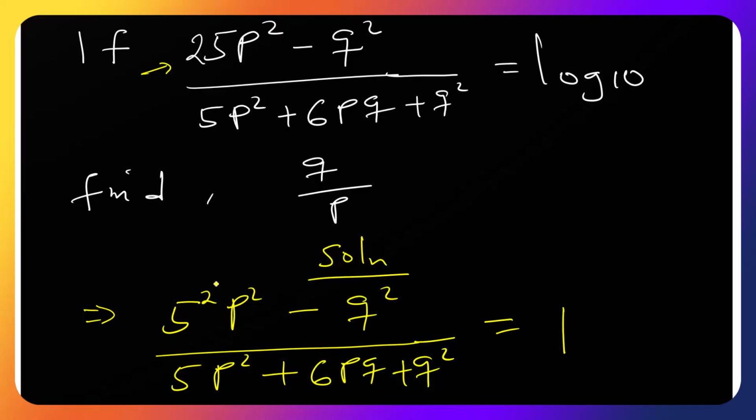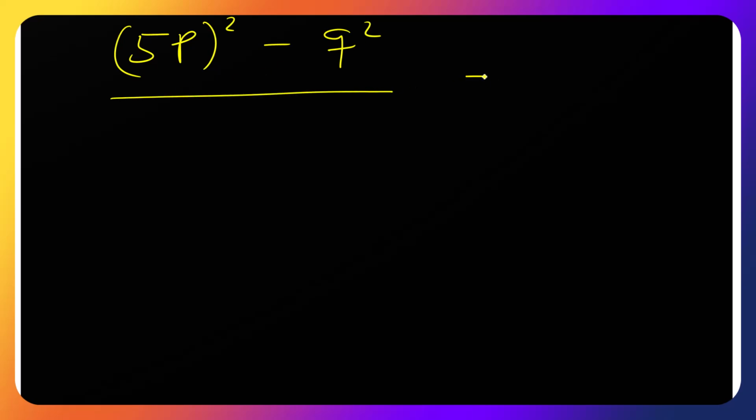Okay, now let's observe the powers here. When you have x to the power n, y to the power n, it's the same as xy all to the power n. So we can take the power out. That will be (5p) all squared minus q squared, (5p) all squared minus q squared equals 1.